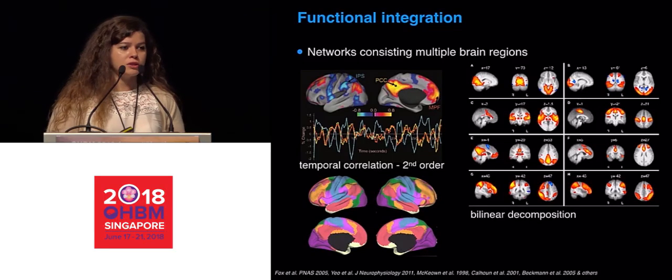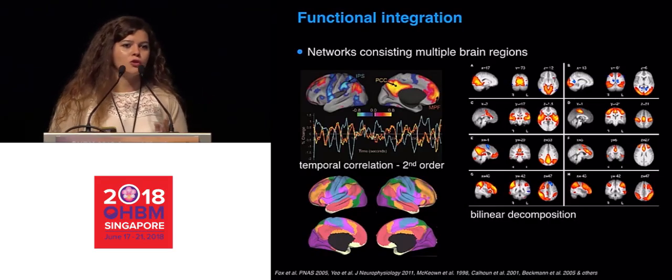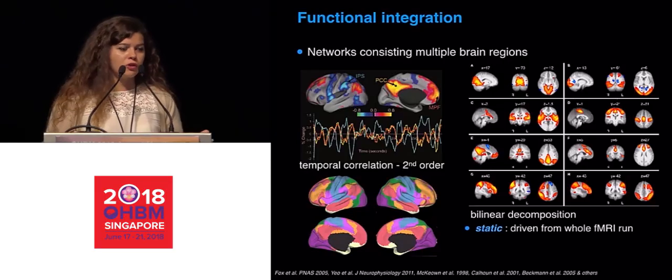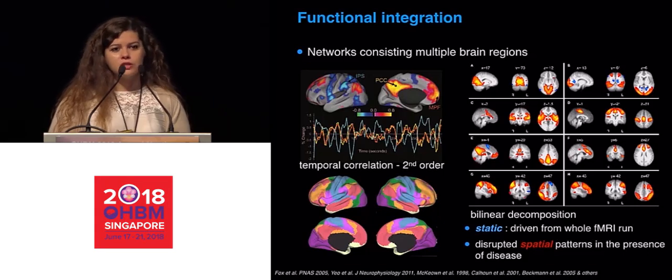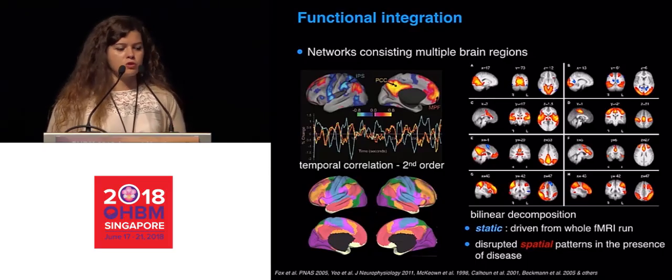Or you can do it in many various ways using bilinear decomposition methods, where you represent the whole fMRI data in terms of networks and their associated time series. We refer to all these methods as static because they are derived from the whole fMRI run. In the literature, it is heavily studied how these spatial patterns are disturbed in the presence of disease.